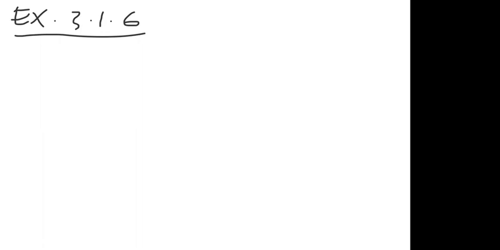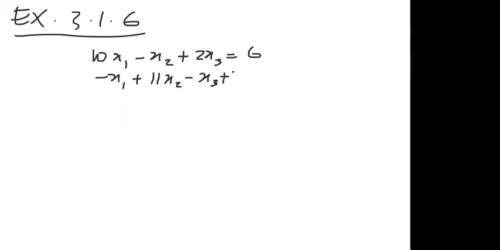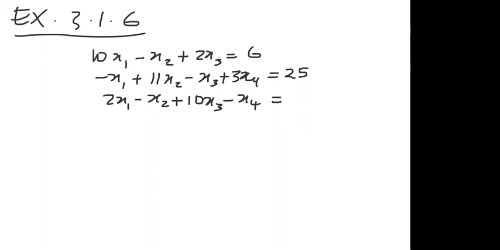Remember we have this system of equations. So let me write the same system of equations. 10x1 minus x2 plus 2x3 is equal to 6. Then minus x1 plus 11x2 minus x3 plus 3x4 is equal to 25. Then 2x1 minus x2 plus 10x3 minus x4 is equal to negative 11.